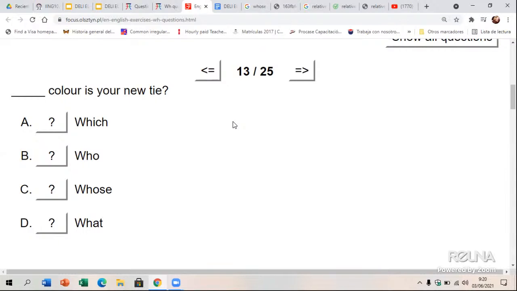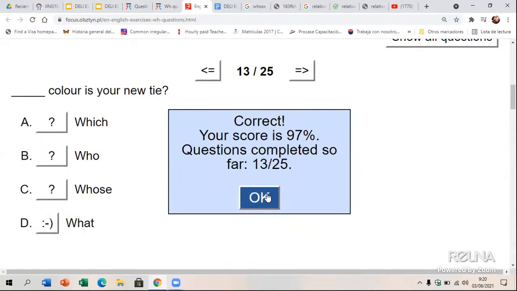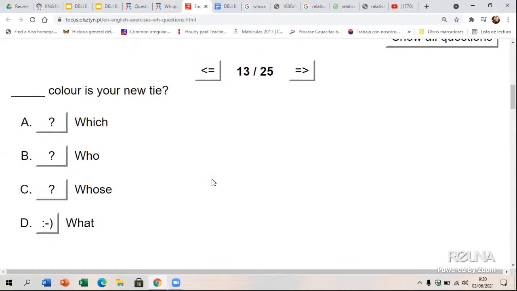What color, says Constanza. Jairo says, what color? Let's click on that. That's correct. Very good, guys. All right. What, whom, which, who?